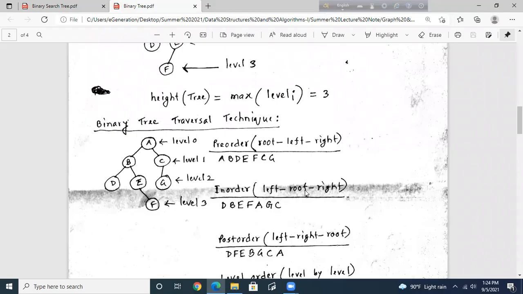Left, then root. So I have completed left, left is D, left completed. After completing left D, then I have to traverse the root, so I have to traverse D.